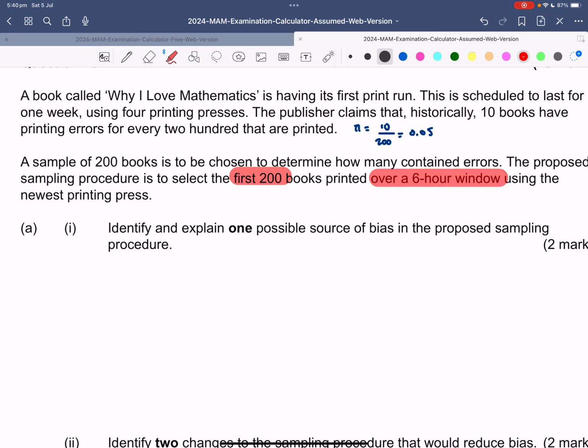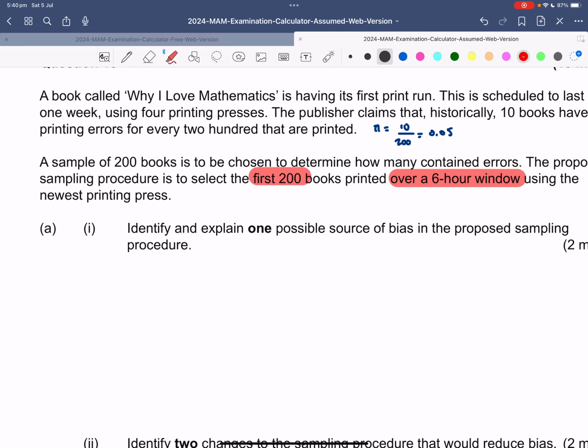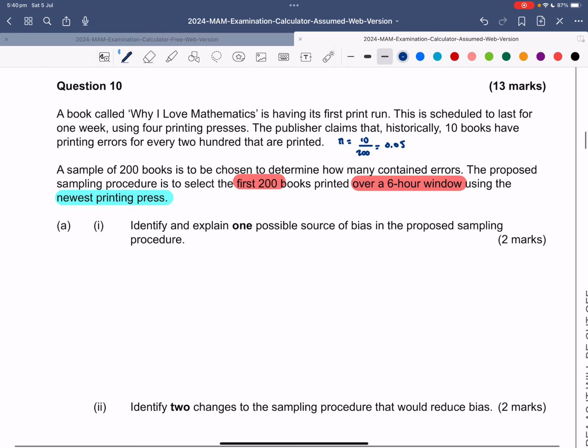So that's the issue, is that only the first 200 books over a 6-hour time period window. And not just that, it's a limited time period, just 200 books only. And not just that, they're only going to use the nearest printing press. Surely we should be looking at all the printing presses and selecting randomly from all of them, and not just the nearest printing press. Okay, so there you go.